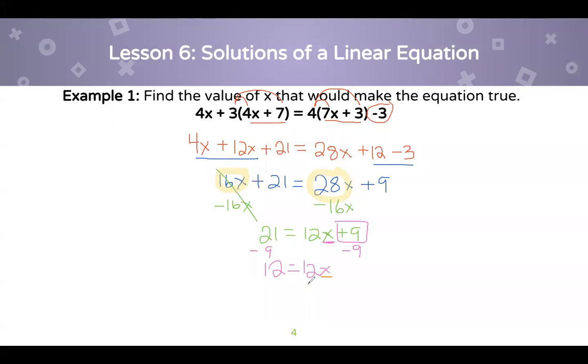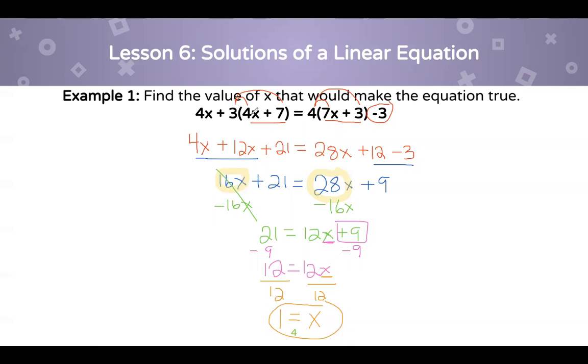I'm just going to divide this side by 12, and I'm going to divide this side by 12. So on this side of the equal sign, 12 divided by 12 is 1 equals, and 12x divided by 12 is 1x, or we just write x. Okay, so my solution here is x equals 1 or 1 equals x.